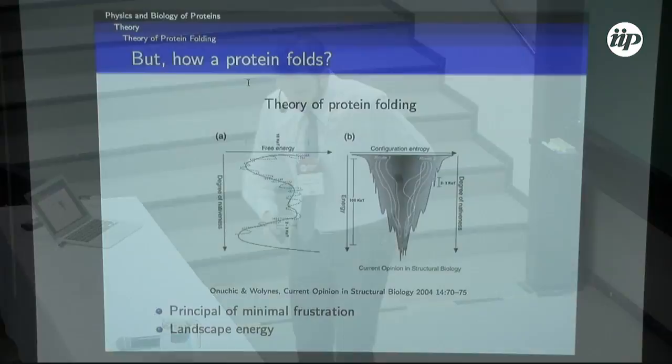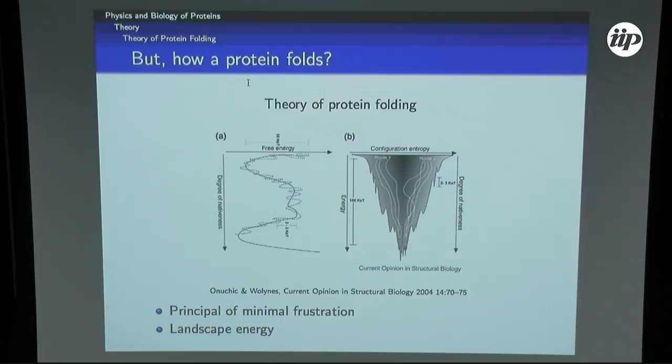Probably this is the most viewed figure during this event. I think almost everybody in their presentation showed the funnel and talked about the balance between energy and configurational entropy, and showed free energy profiles with reaction coordinates, and knows that this theory is based on the principle of minimal frustration and energy landscape. So I skip this one.